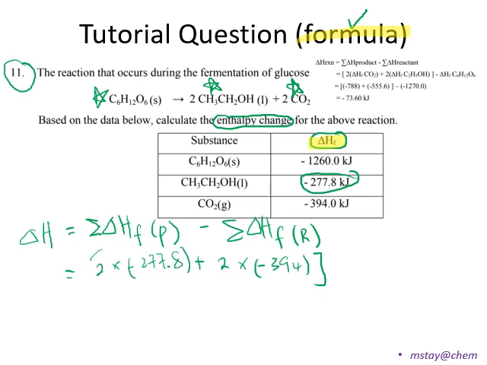After we settle the product, we are going to minus the enthalpy of the reactant, which is the glucose, negative 1260. There are no other reactants, so it is minus 1 only. After we press the calculator, we will get negative 83.6 kilojoules.